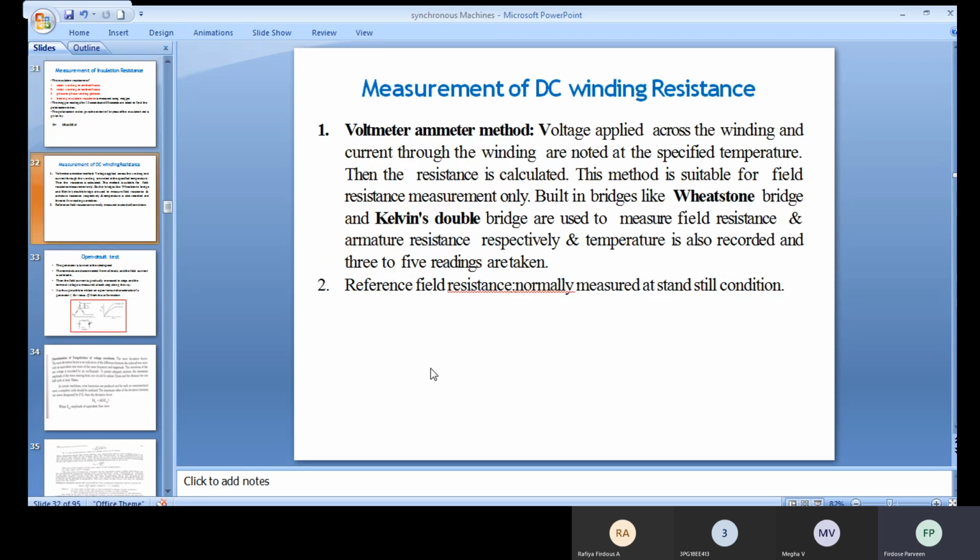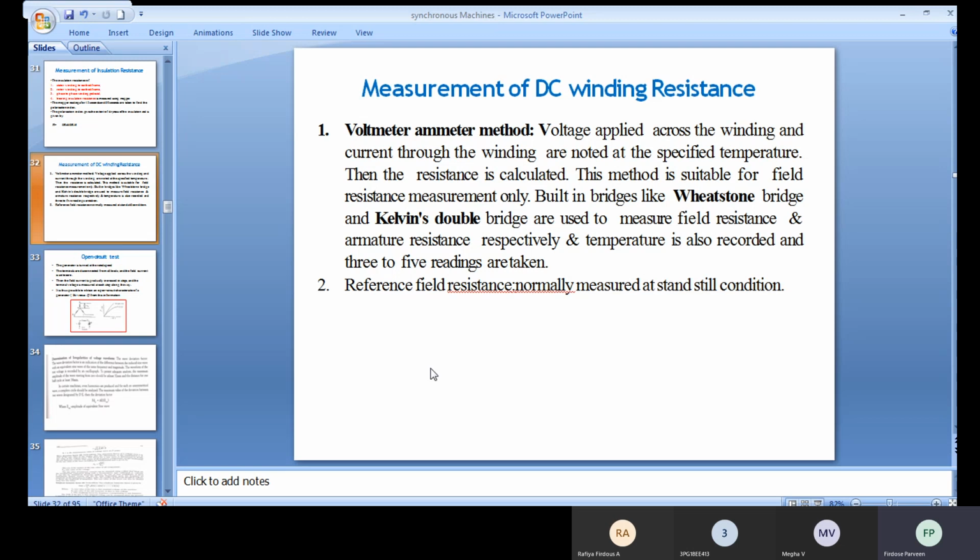Next, coming to the measurement of DC winding resistance. In measurement of DC winding resistance, the DC resistance of armature winding, field winding, and field discharge resistance are measured using the following methods, that is voltmeter ammeter method and reference field resistance, determination of irregularities of voltage waveforms, wave distortion factor, telephone harmonic factor, and line charging capacity.